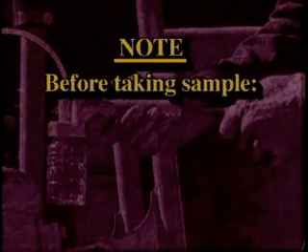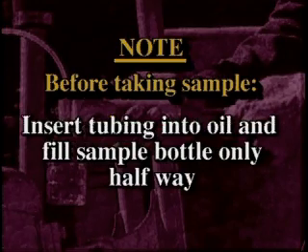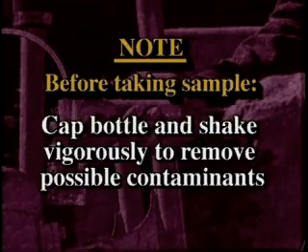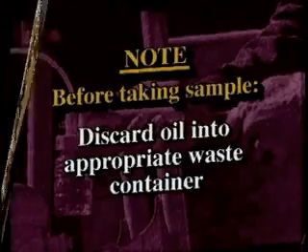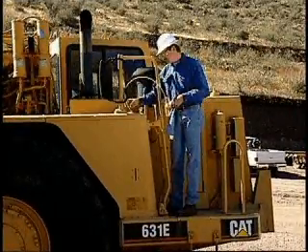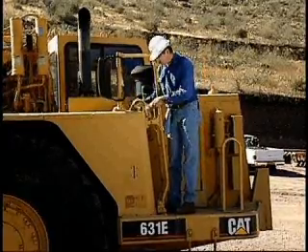Note, before you actually take the sample, it's important to clean the sample bottle with oil from the system. Insert the end of the tubing into the oil and fill the sample bottle only halfway. Cap the bottle and shake it vigorously to remove any possible contaminants inside it. Be sure to discard the oil into an appropriate waste container. Now you're ready to take the sample. Again, insert the end of the tubing into the oil.